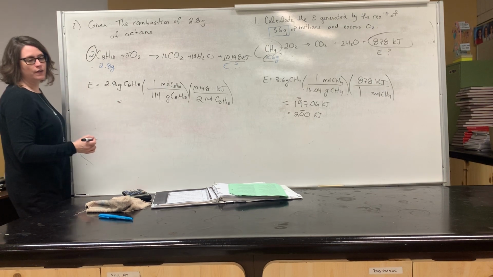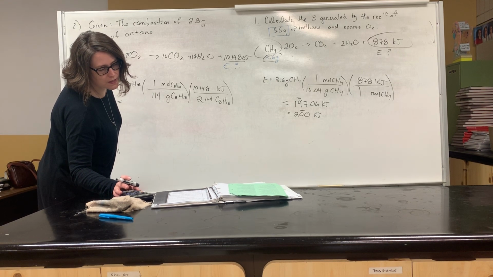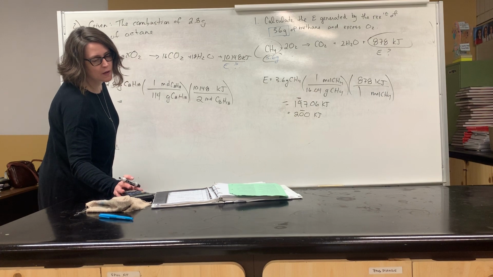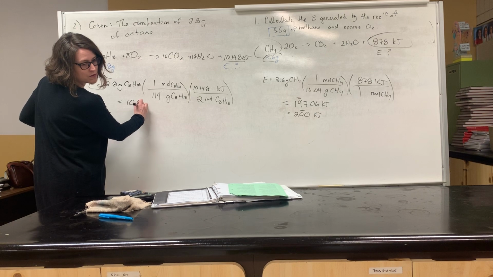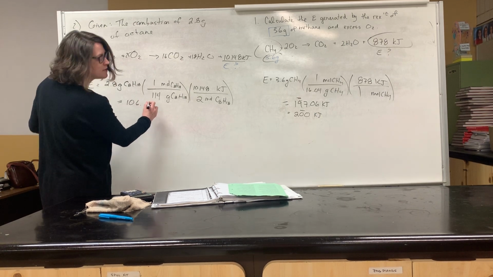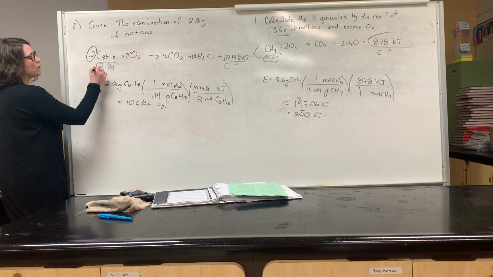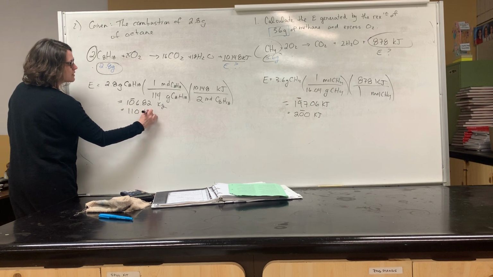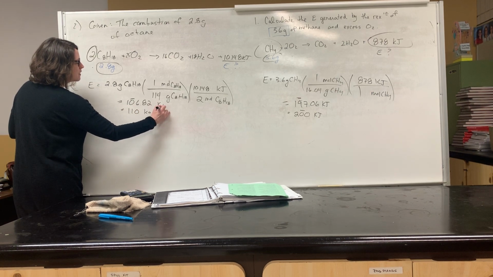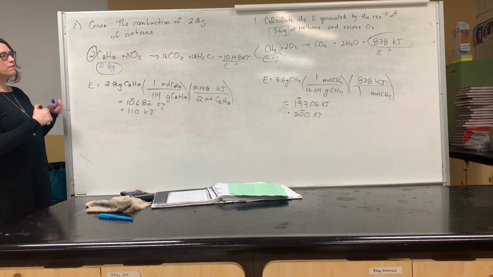And then you can work out your answer, and I think you end up with 106.82 kilojoules once you work it out, but you can only have 2 sig figs. So that's going to round to 110 kilojoules, not kilograms.